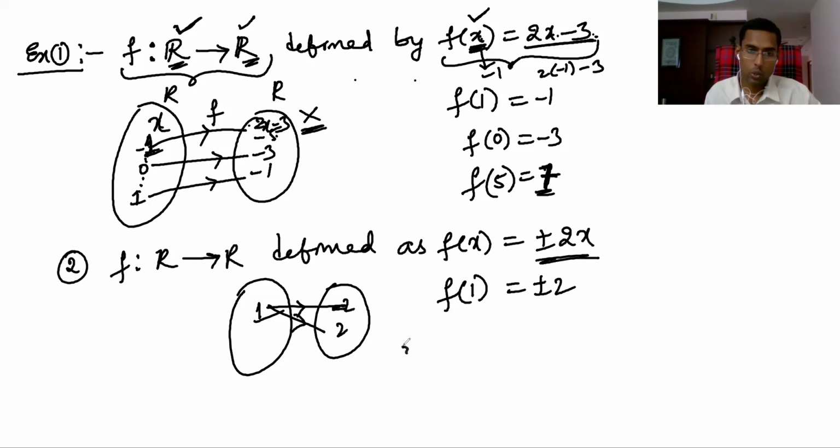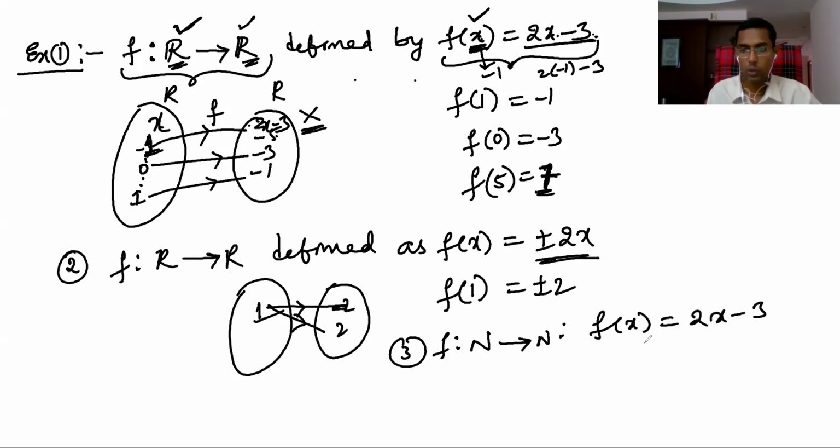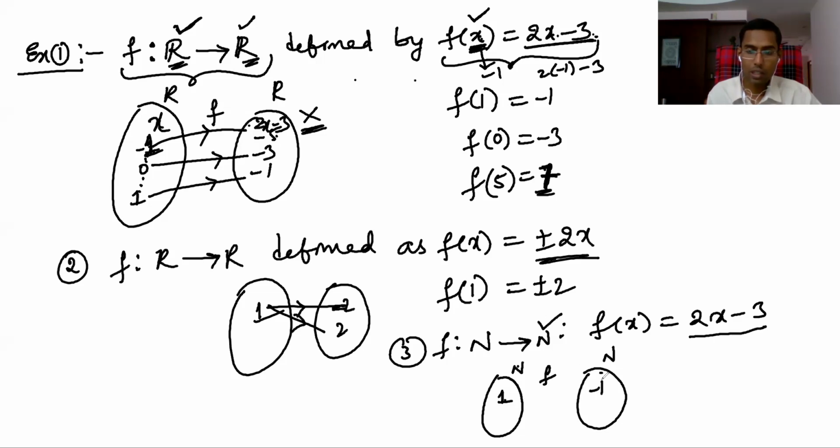Another case I will tell you is f maps natural numbers to natural numbers, defined as f of x equal to 2x minus 3 only. That means whatever natural number I take, I should get its image in B, N to N only I said. If I take natural number 1, what is the image? -1. Where should I have its image? In B. But -1 won't be there in B. Natural numbers 1, 2, 3, 4 will be there. Therefore this is also not a function.